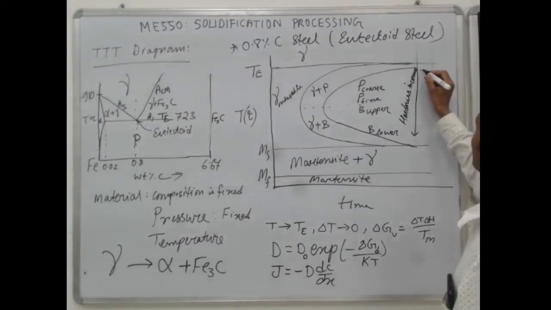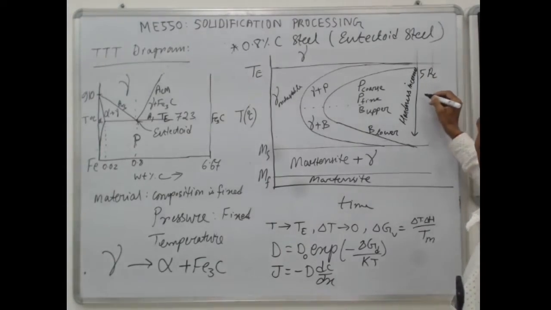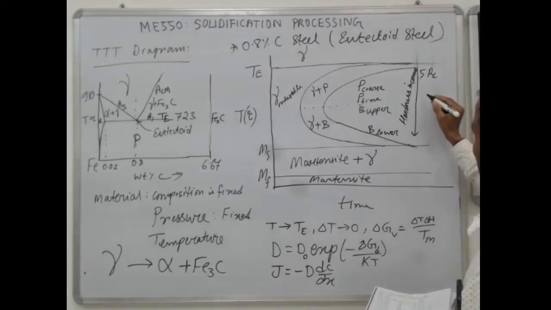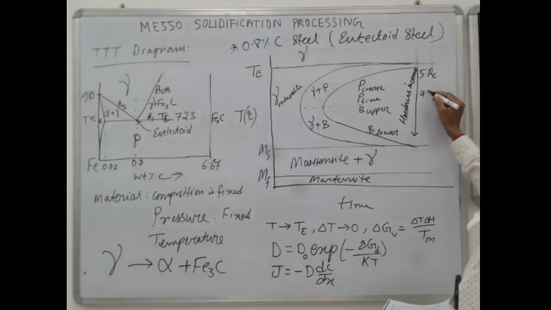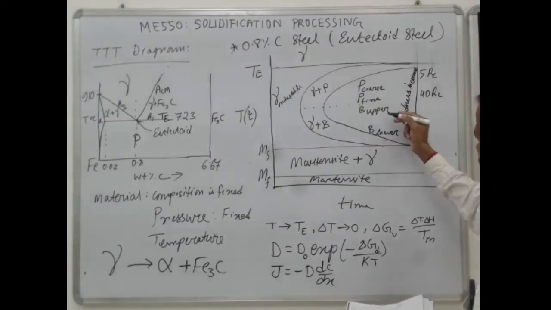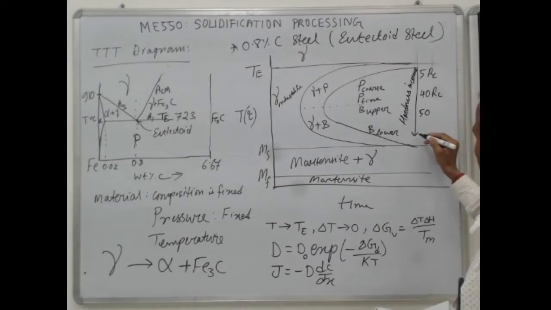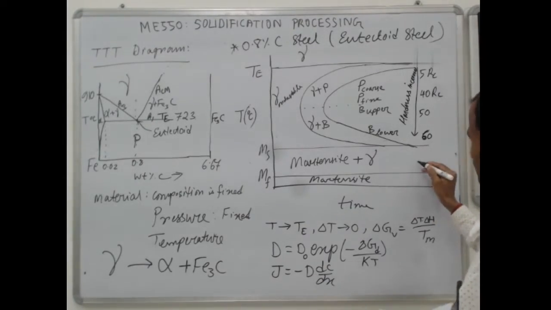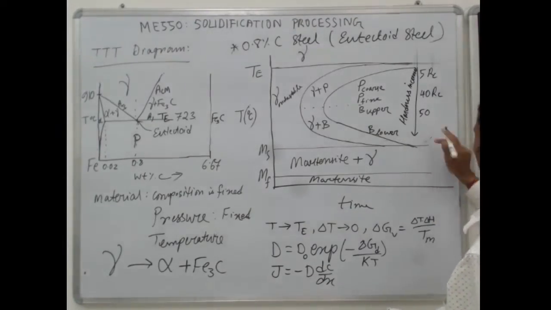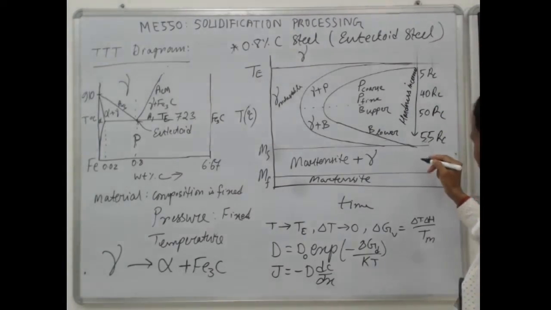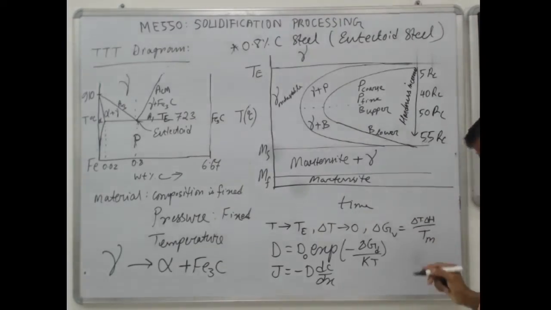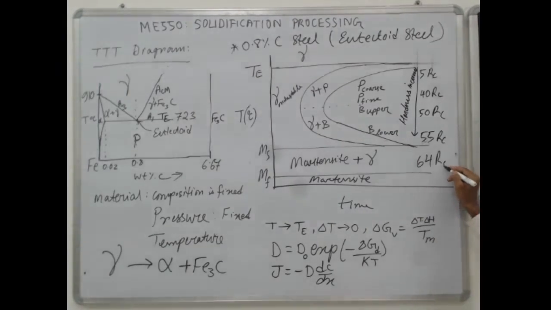Say here it is around 5 Rc, then fine pearlite you can get 30-40 Rc, something like this. Upper bainite you can get around 50 or something. Here you can get around 55 or 60 Rc, say 60 Rc. But martensite, you can get the local hardness, say 55 Rc. Martensite you can get the maximum hardness.